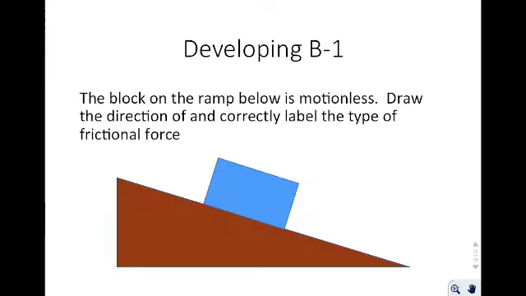So you see an example. The block on the ramp below is motionless. Draw the direction of and correctly label the type of frictional force. So it is motionless. That lets me know that I'm talking about static friction.